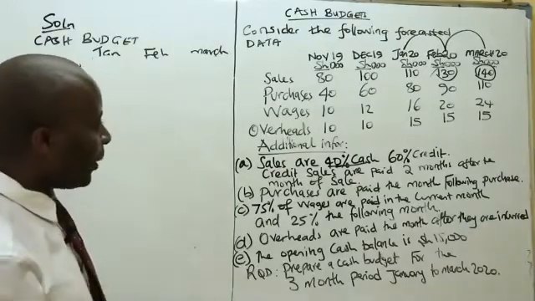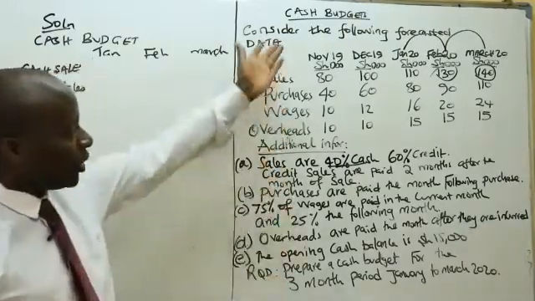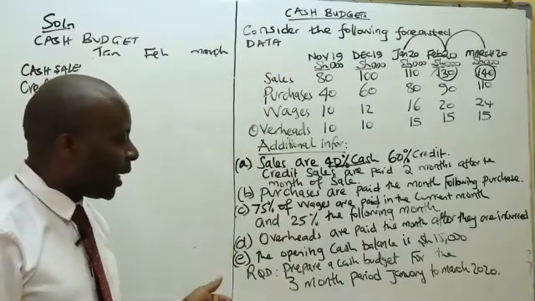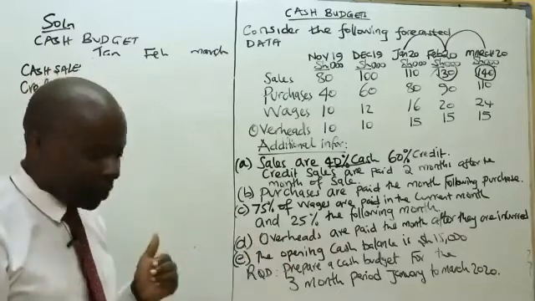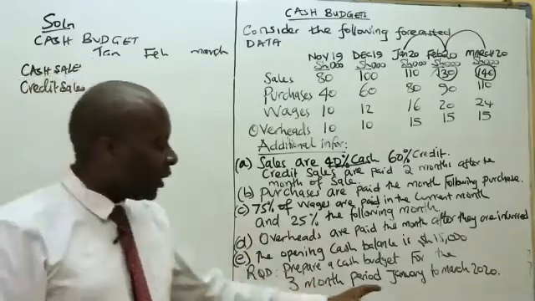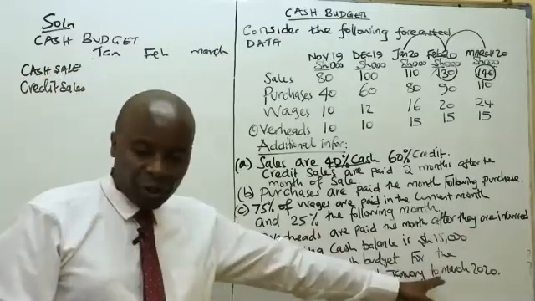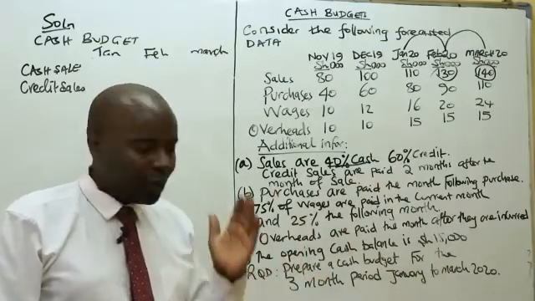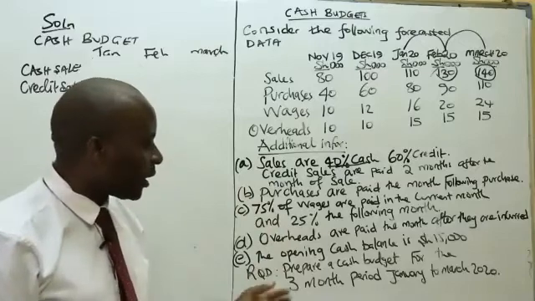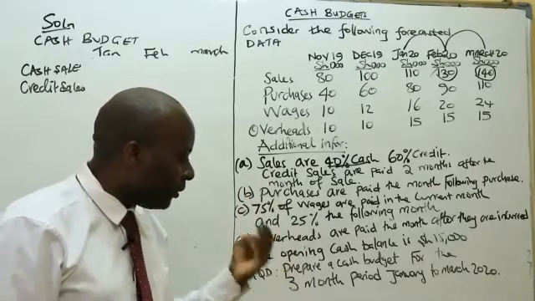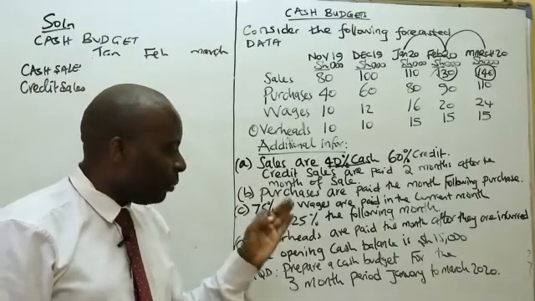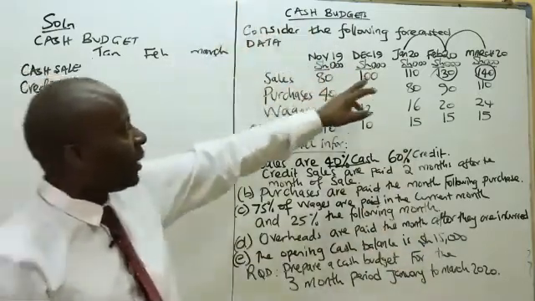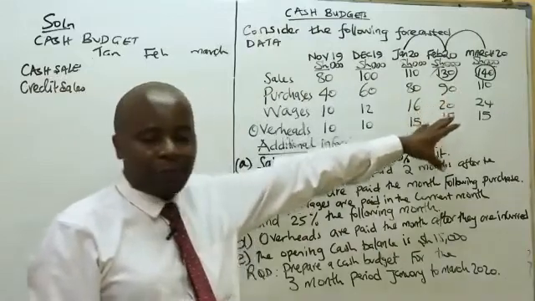Now, ladies and gentlemen, remember it's a cash budget question, and they have been able to define the cash budget period. They have told us it's between January and March. They want us to do a cash budget, which is a 3 months cash budget for the period starting from January to March. They've given us other months there, but our budget should be from January to March.